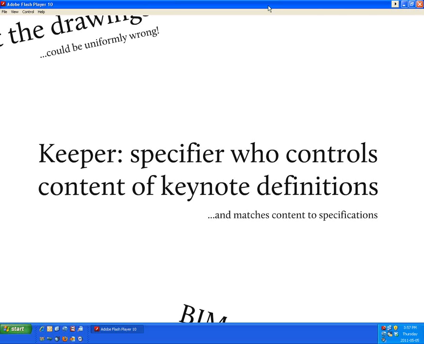And do it right. Right. And the advantage here is that with a little bit of effort on our part, the keynotes will actually match the specifications.